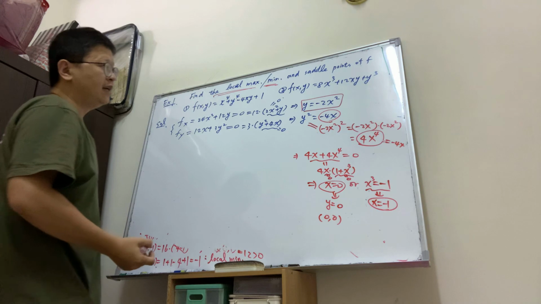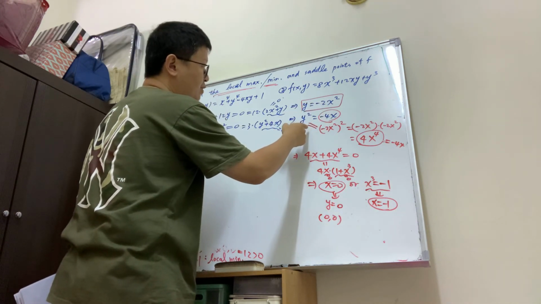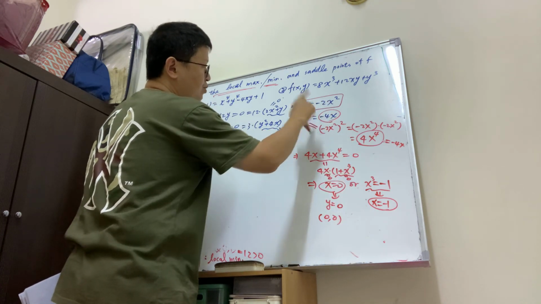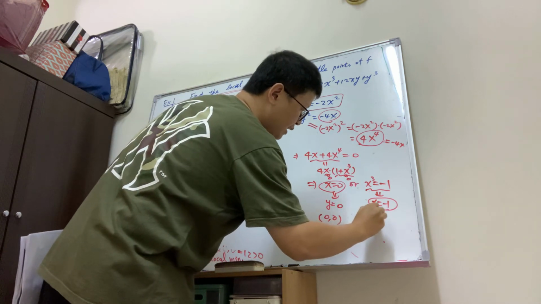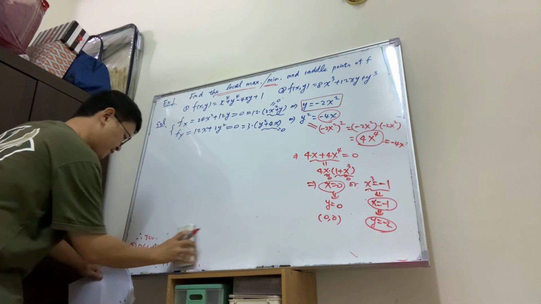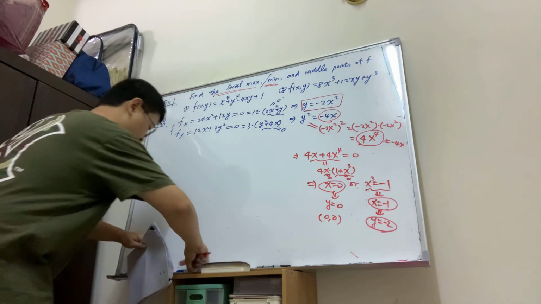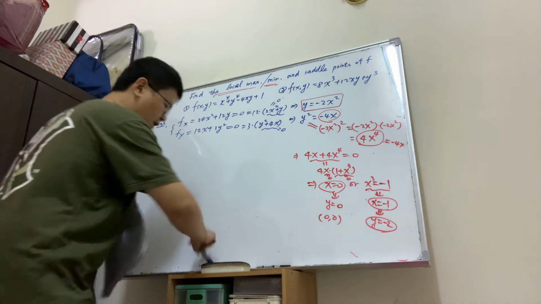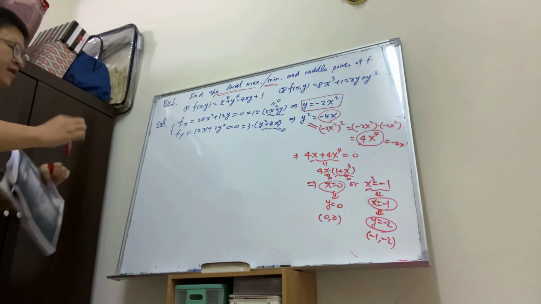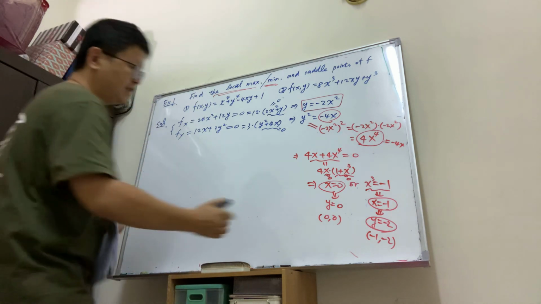In another case, when s equals negative 1, you also should satisfy this equation. So plug in the value negative 1, its square is 1. y equals negative 2 times 1, so it's negative 2. Okay, so this point is negative 1, negative 2. So now we have 2 points that need to be considered.